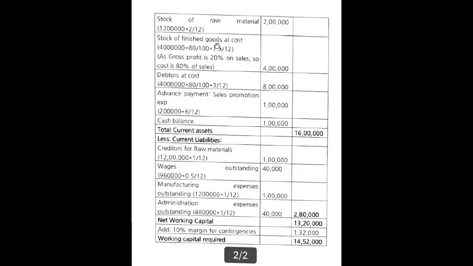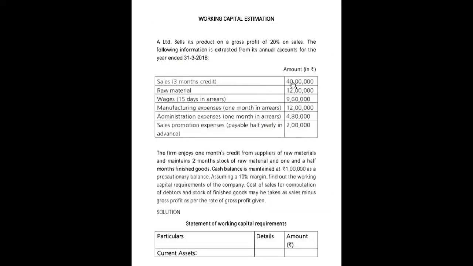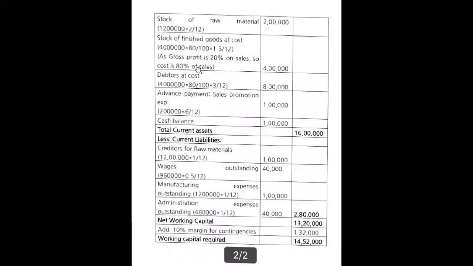The second current asset is stock of finished goods. The finished goods stock is to be kept at cost price. Now we have the total sales given as 40 lakhs and gross profit margin is 20% on sales. So 20% of 40 lakhs is the gross profit. The remaining 80% will be the cost on sales. So firstly, we'll calculate cost of sales. We have 40 lakhs as the sales multiplied by 80%, 32 lakhs amount, that will be the cost of sales.